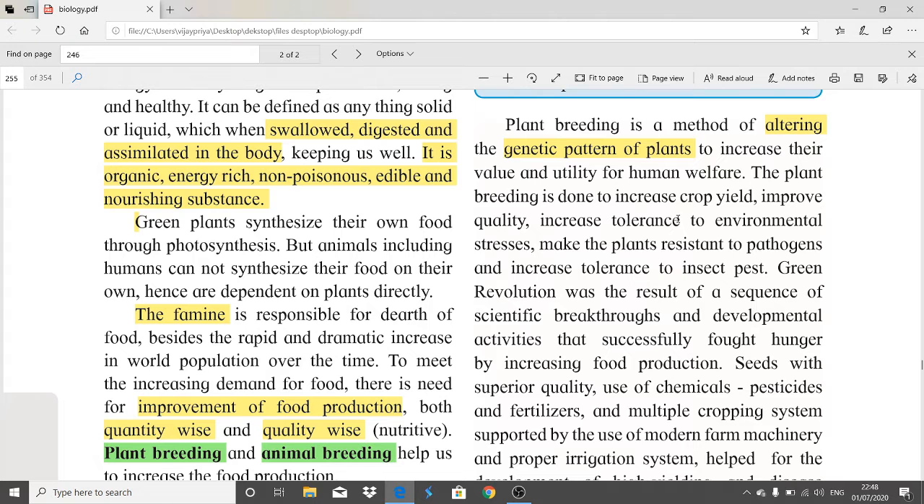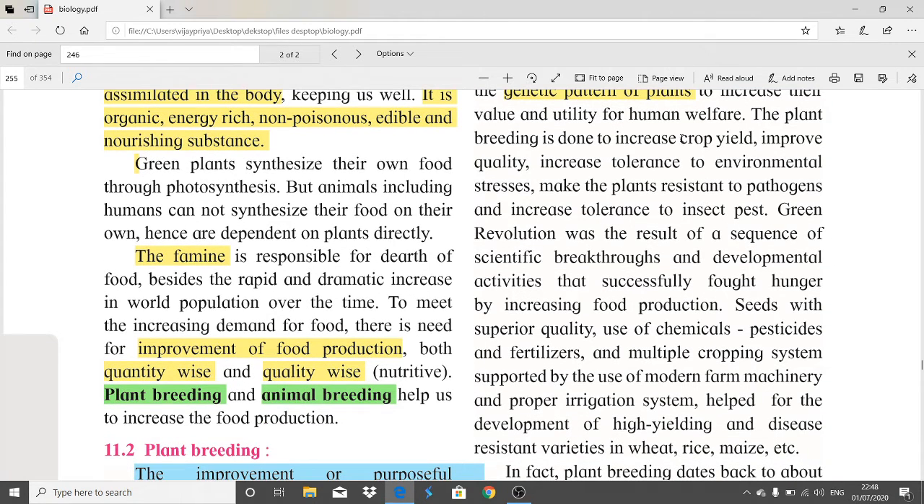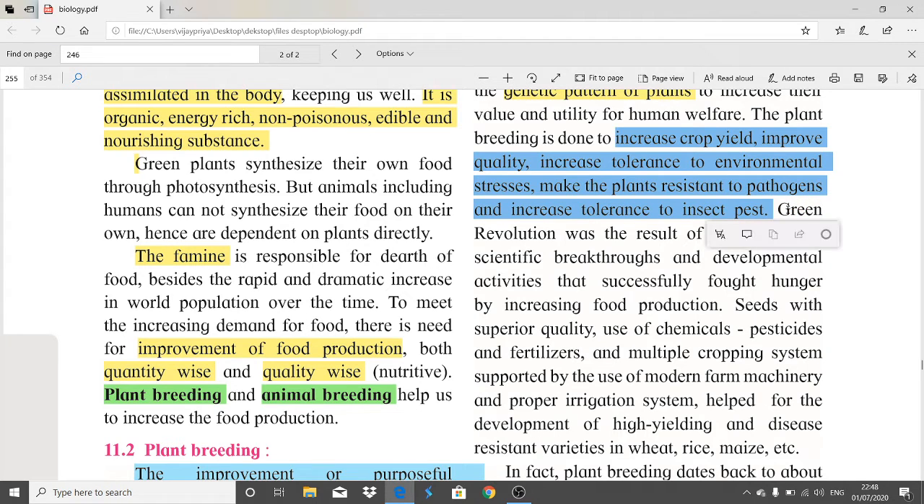Plant breeding is done to increase crop yield. Now, why is it essential? Because it gives us increased crop yield, improved quality, increased tolerance to environmental stresses, and makes the plants resistant to pathogens and increases tolerance to insect pests. So this is very important. All this can be achieved by using this plant breeding methodology or technique.